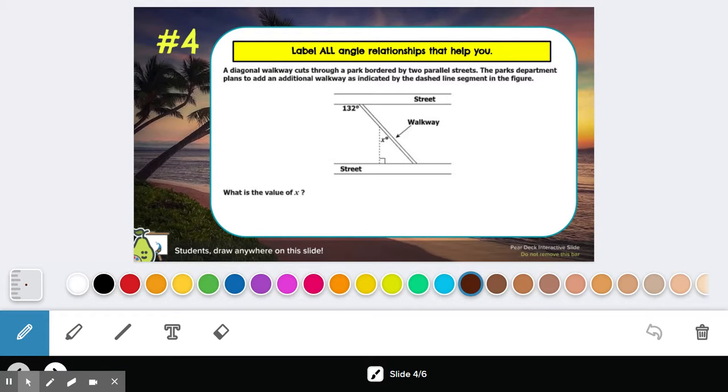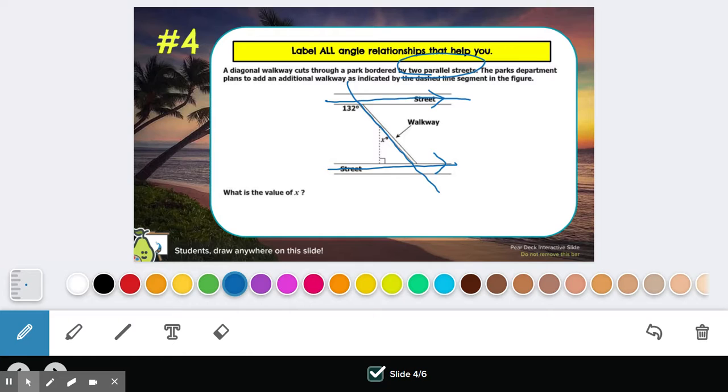Label all the angle relationships that help you. A diagonal walkway cuts through a border with 2 parallel lines. So this street and this street are going to be parallel. I'm going to mark those with arrows. The Parks Department plans to add an additional walkway indicated by this dotted line. What is the value of X?